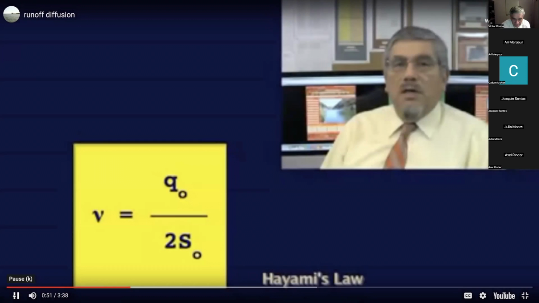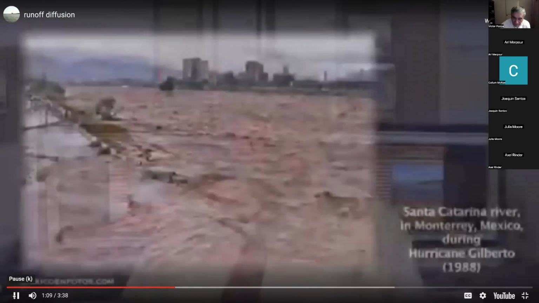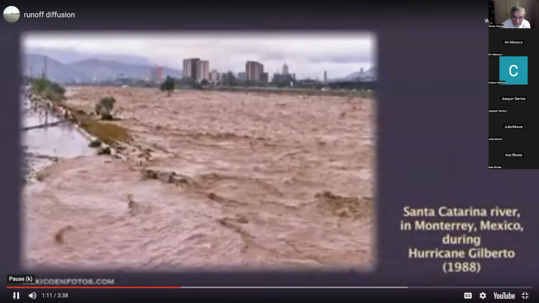Longitudinal diffusion is subject to Hayami's law. Hayami's law states that the coefficient of hydraulic diffusivity is directly proportional to the unit width discharge and inversely proportional to the prevailing channel slope. Therefore, the larger the unit width discharge and or the smaller the prevailing channel slope, the stronger the diffusion effect. The transversal diffusion coefficient is usually about twice the longitudinal diffusion coefficient. Thus, very large unit width discharges and or very small slopes are extremely diffusive.